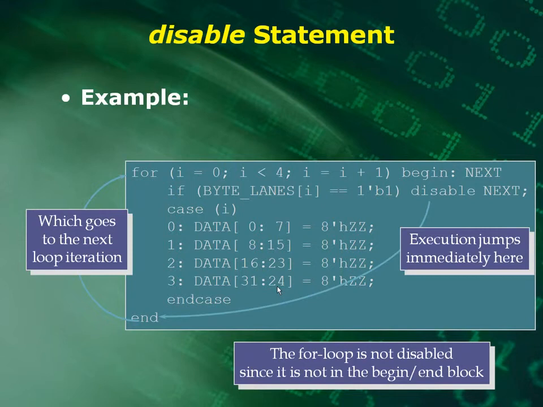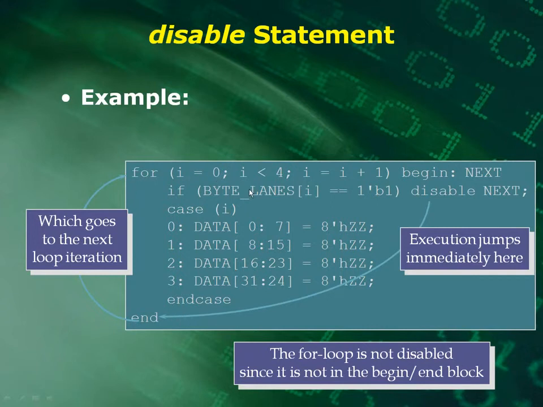Here's another example. Here we have a for loop, and we've named this begin end block next, and then we do stuff in here, and we said that if this certain condition happens, then disable next. Well, that means that you go to the end of this begin end block. So the next thing to execute after the end statement is actually the for. So execution jumps right here, which then takes you to the next loop iteration.